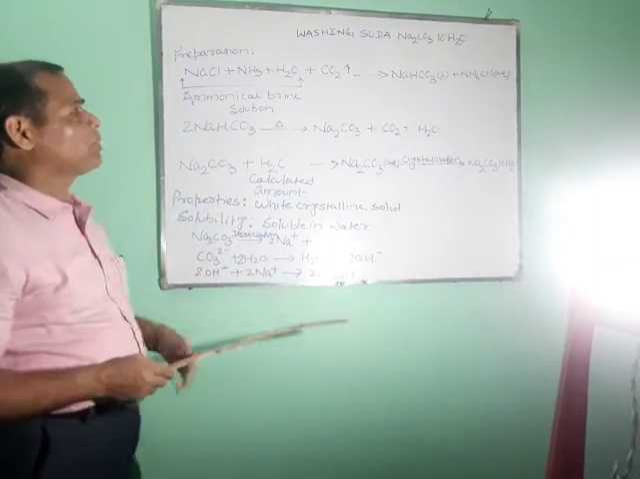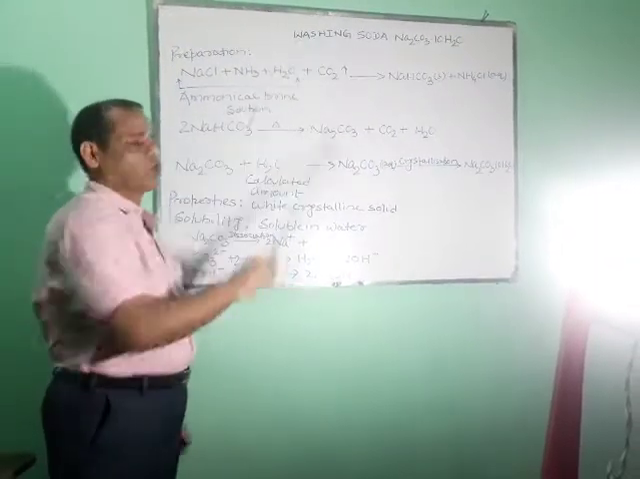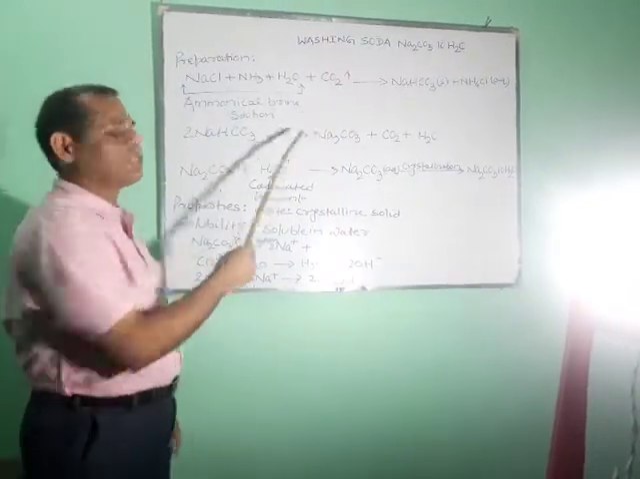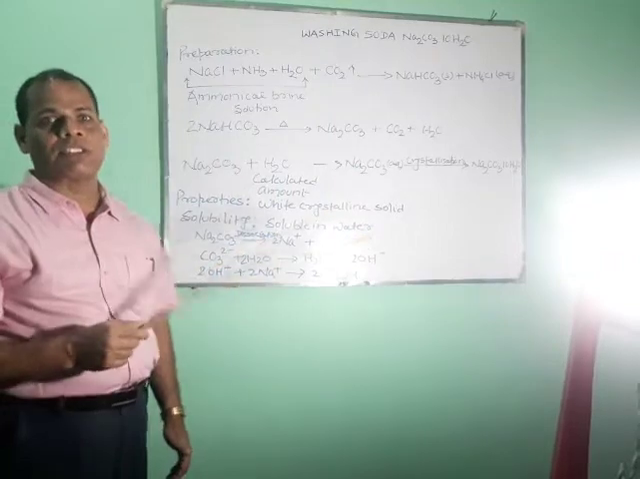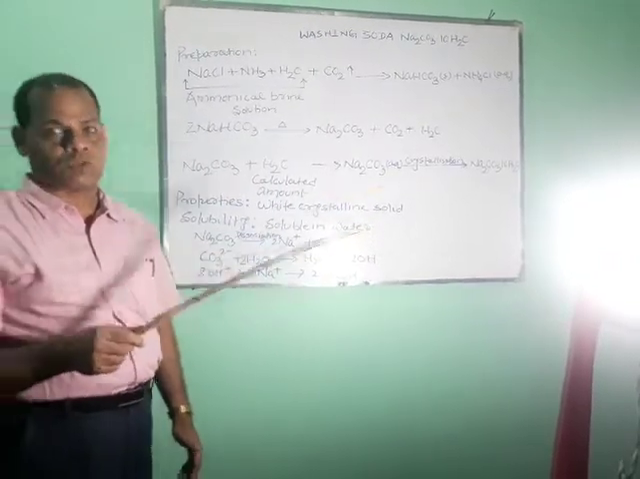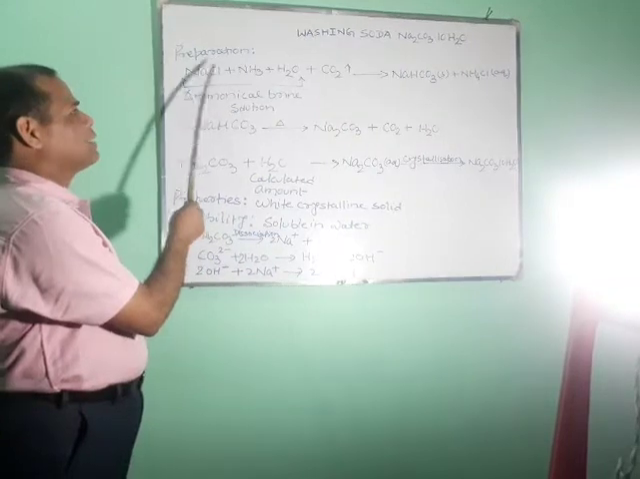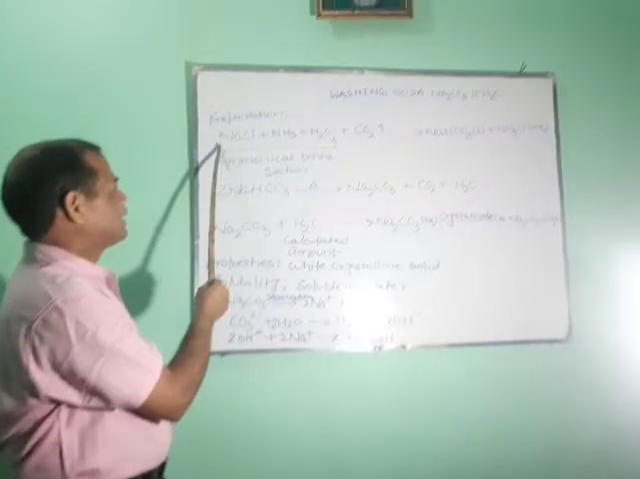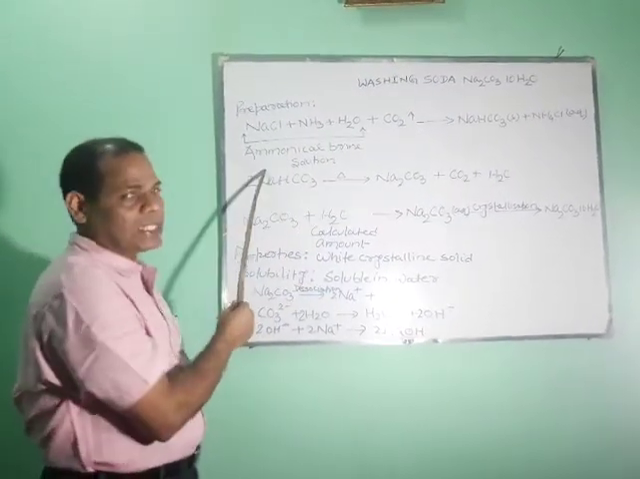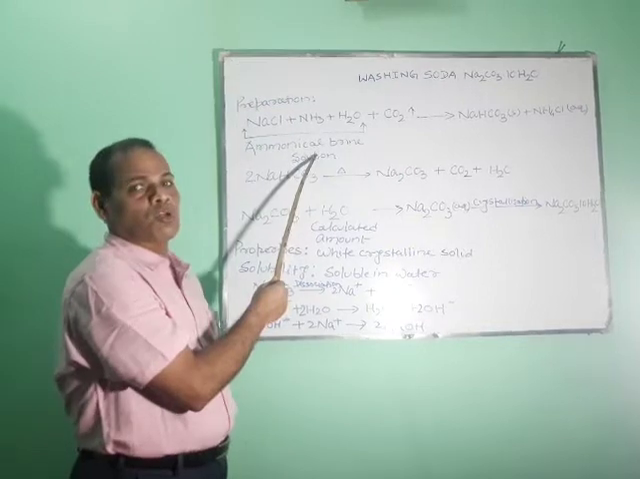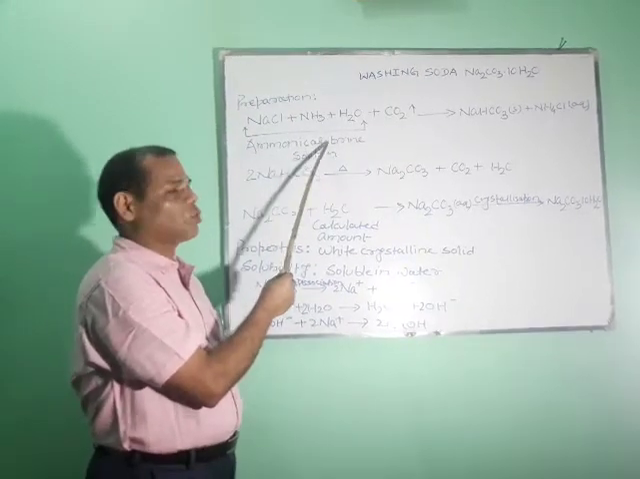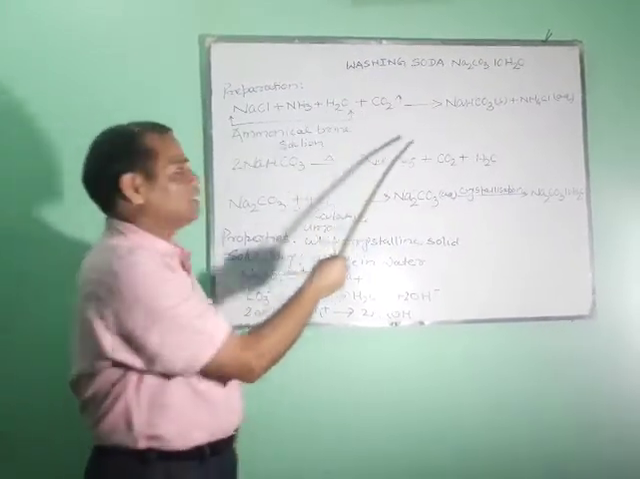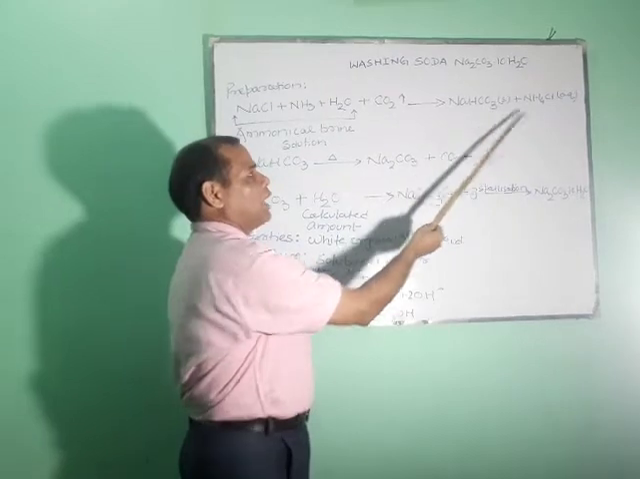Now, how do we prepare this washing soda? As you have done for baking soda, the first step is the same. Sodium chloride plus ammonia, water and carbon dioxide. NaCl plus NH3 plus water together is called ammoniacal brine solution. When ammoniacal brine solution is passed through carbon dioxide gas, it gives sodium bicarbonate and ammonium chloride.